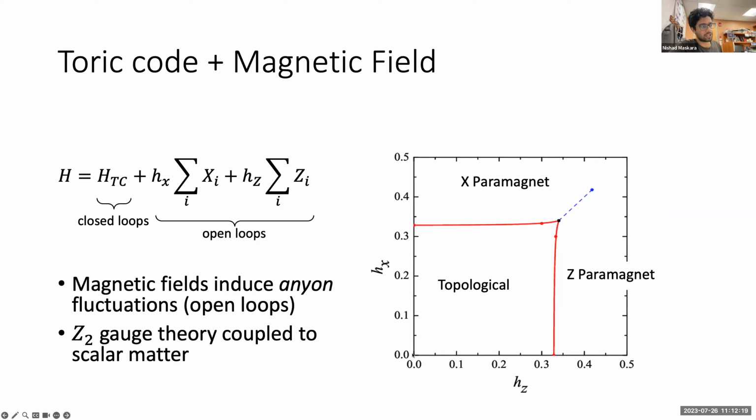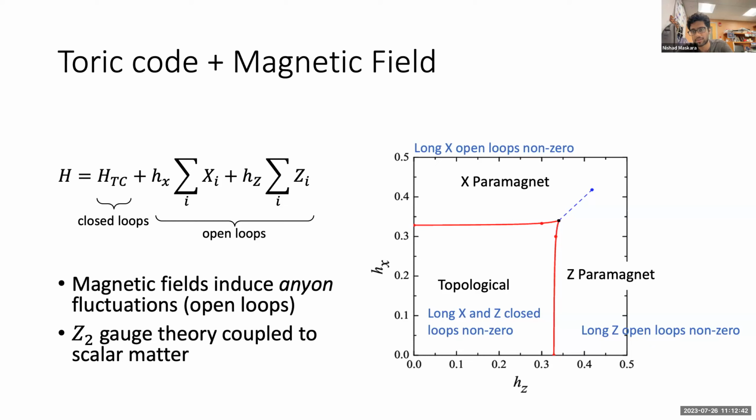However, the topological phase, which is supposed to be the phase where Wilson loops are close to 1 and the number of anions is very low, survives for a finite amount of hz and hx perturbation. And the reason is that if you're trying to characterize the topological order in the phase, you really need to look at long operators. So either long closed loop operators or long open string operators.